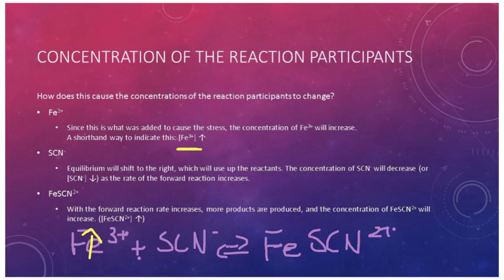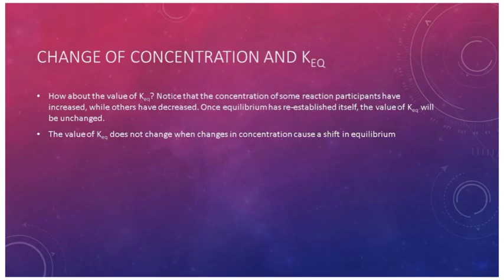The equilibrium shifts to the right, so it shifts this way, which means more of the reactants are going to be used up. Since the SCN- is a reactant, it's going to end up decreasing as the rate of the forward reaction increases. The FeSCN2+, because the forward reaction is increasing, we're going to see more of those products, so that's going to increase.